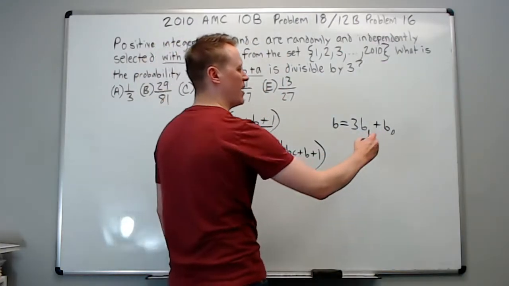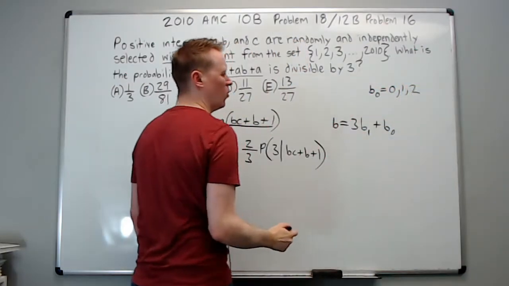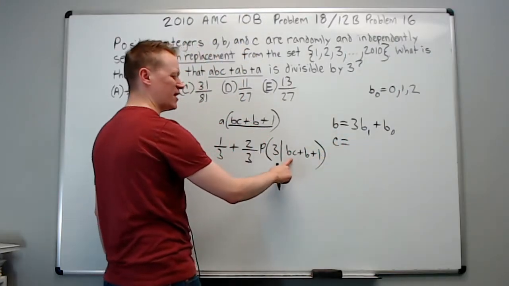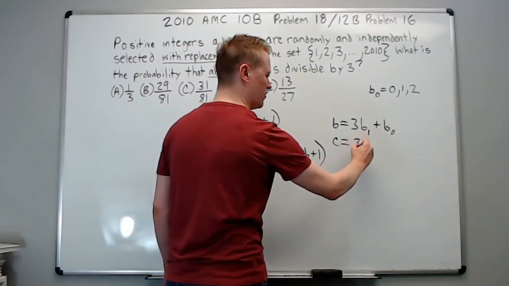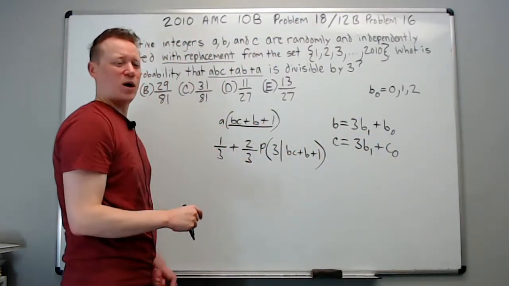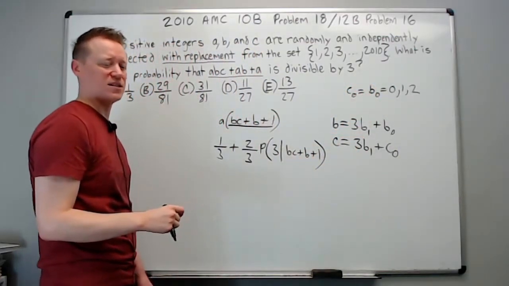When you divide by 3. So b sub 0 can equal 0, 1, or 2. Then what about c? Let's do the same thing with c. We could say that it's a multiple of 3 with some remainder as well, with c sub 0 also being possible values of 0, 1, or 2.